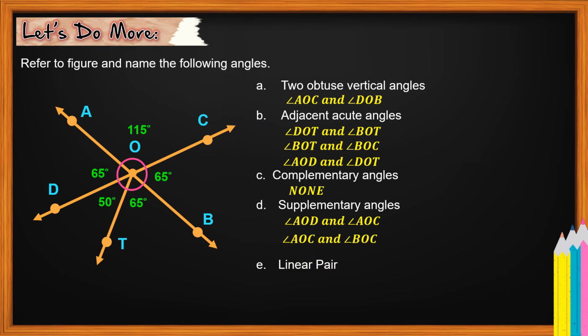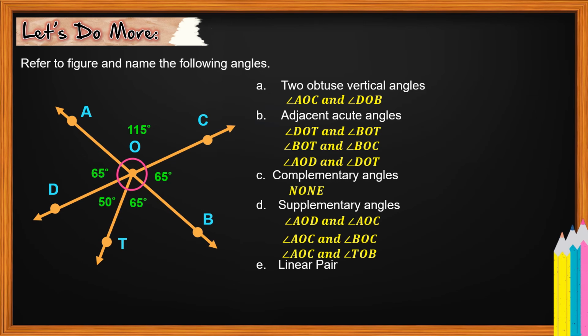Another, we have angle AOC 115 degrees and angle BOC, which is 65 degrees. The sum is equal to 180 degrees. And for the last, we have the angle AOC 115 degrees and the measure of angle TOB is 65 degrees and a total of 180 degrees. So they are supplementary angles.